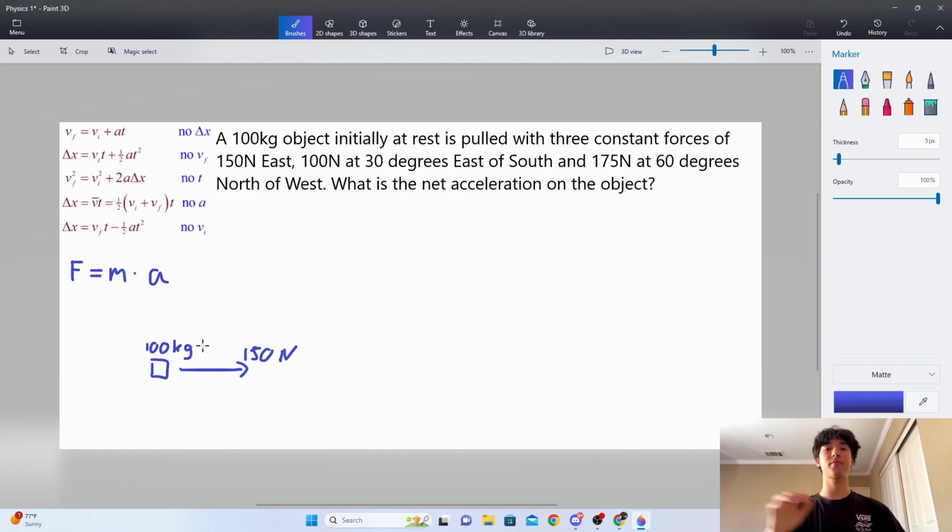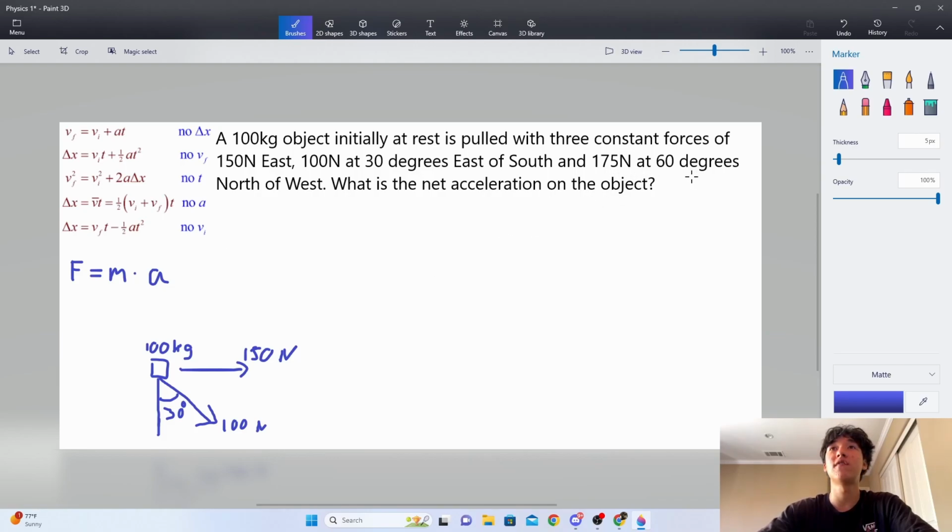So that might sound a little bit confusing for you guys. So what we're going to want to do, 30 degrees east of south, we're going to want to draw south first. So this is south, right? But we're going 30 degrees to the east, which is to the right, right? So to the right of the south, and we're going by 30 degrees. So this right here is 30 degrees, and this is the force. So 100 newtons, 30 degrees east of the south mark right here.